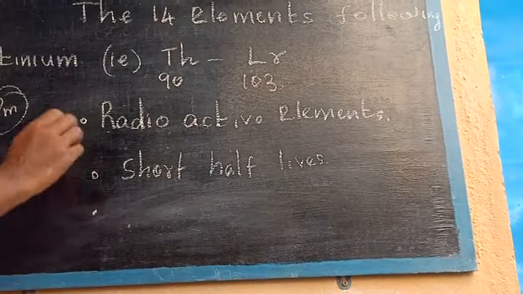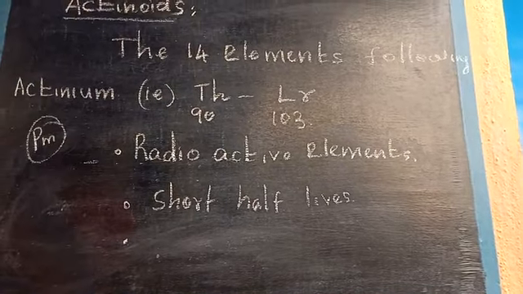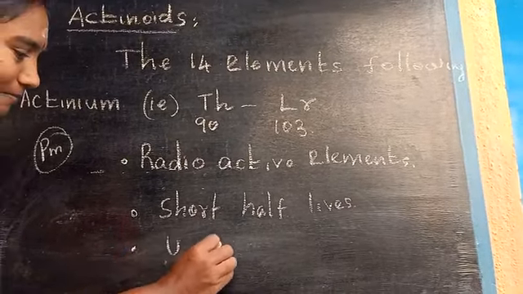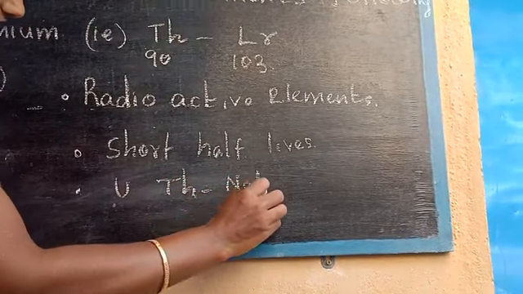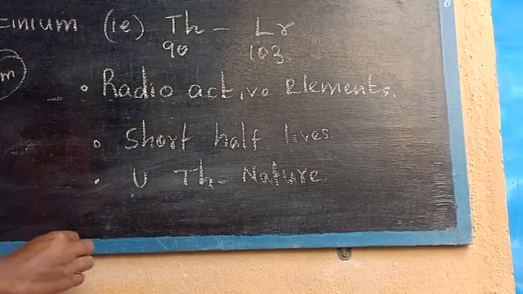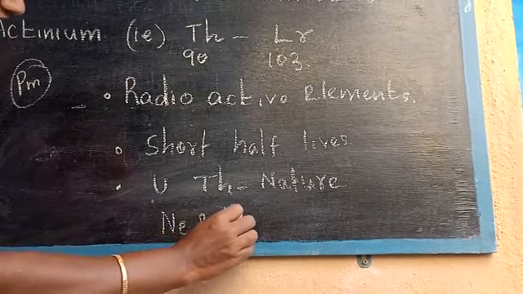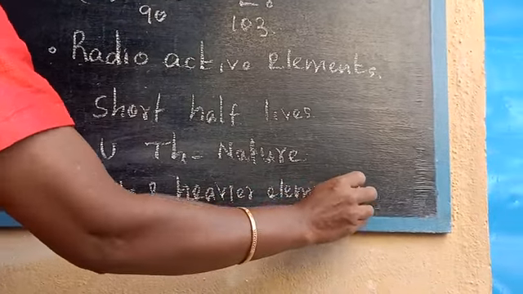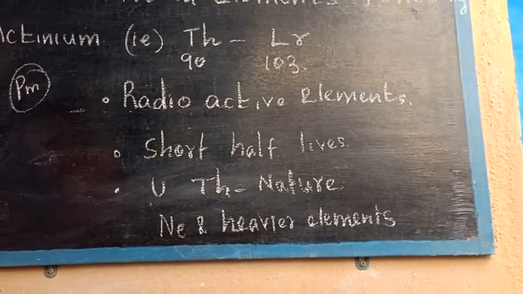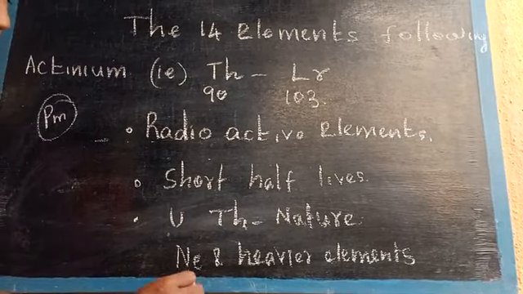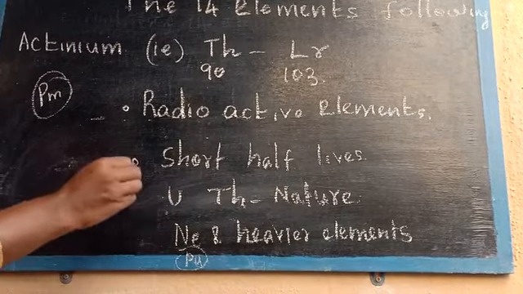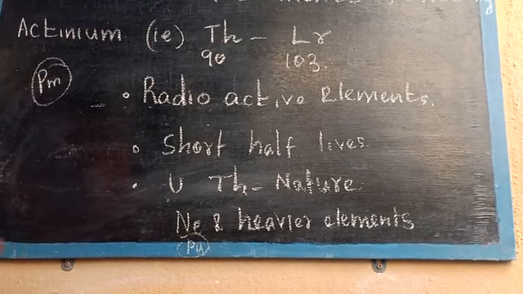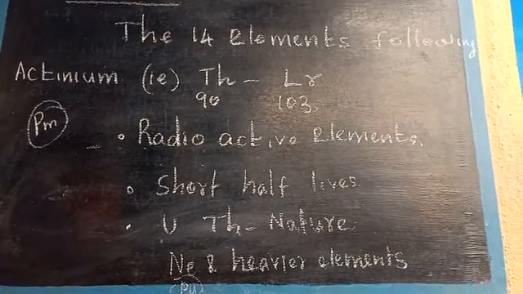Okay, so next we talk about how some elements are obtained in nature, and some elements are obtained synthetically, that is, artificially. Uranium and thorium are obtained in nature. Neptunium and the heavier elements are obtained synthetically by nuclear reactions. Next, a small amount of plutonium is present in uranium. Okay, so next we are going to see the electronic configuration.